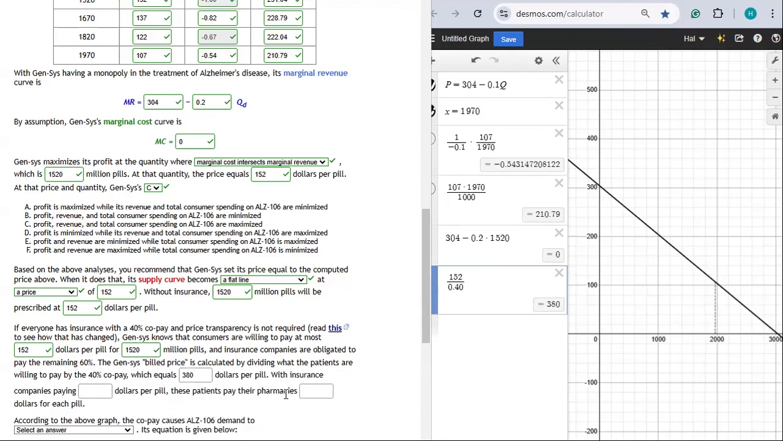On net, insurance companies pay 60% of that. So 380 times 0.60 is the portion paid by the insurance company. The patients pay their pharmacies 40%, and 40% of the billed price is 152. That 152 is not a coincidence, because we take the 152 and divide it by the 40% copay.